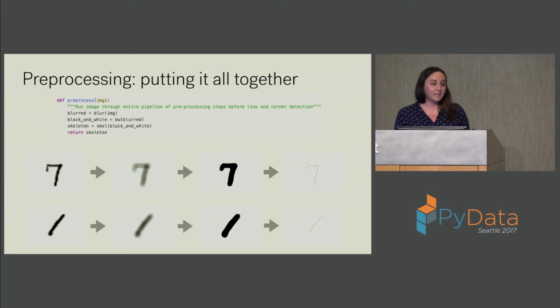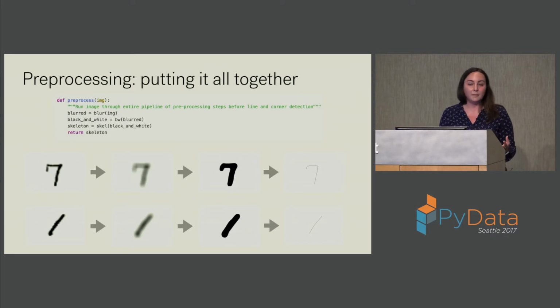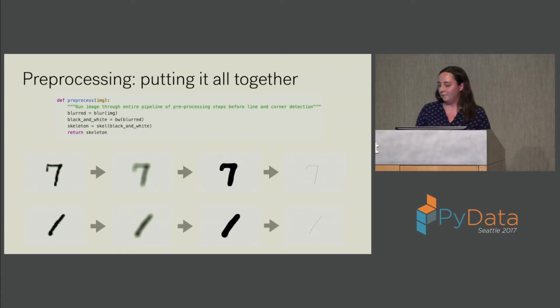And so now that I have all the steps, I can put them together into a pipeline and apply that to every image that I have in my data frame. And you can see the result at the end. So now I have these nice skeletons that really clearly and generally represent the shape of that particular hand-drawn numeral. And it's really easy because they're 1 pixel wide for me to now find lines and corners in them.